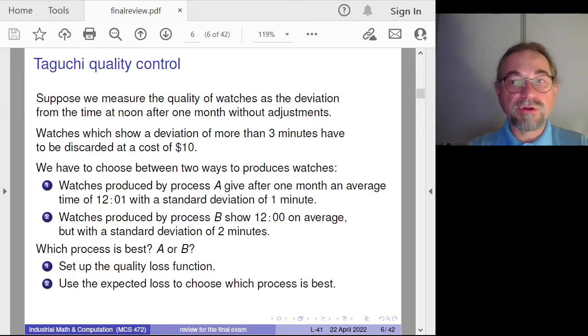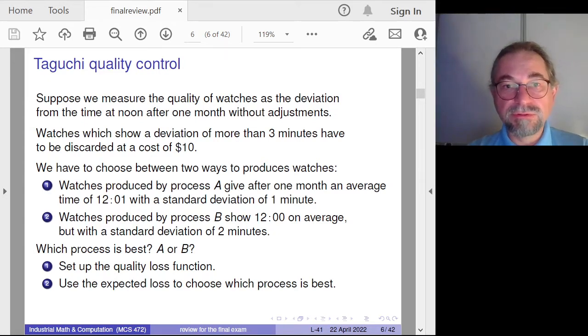So we started the course in the first week with statistical reasoning, and one of the topics we considered was Taguchi quality control. So here is a question. We have to choose between two processes to manufacture watches. When is a watch okay? You can leave a watch without adjusting for 1 month, and if the watches still give the correct time within 3 minutes after a month, then it's okay. Otherwise, if the deviation after a month is more than 3 minutes, then the watch needs to be discarded, and that comes at a cost of $10.